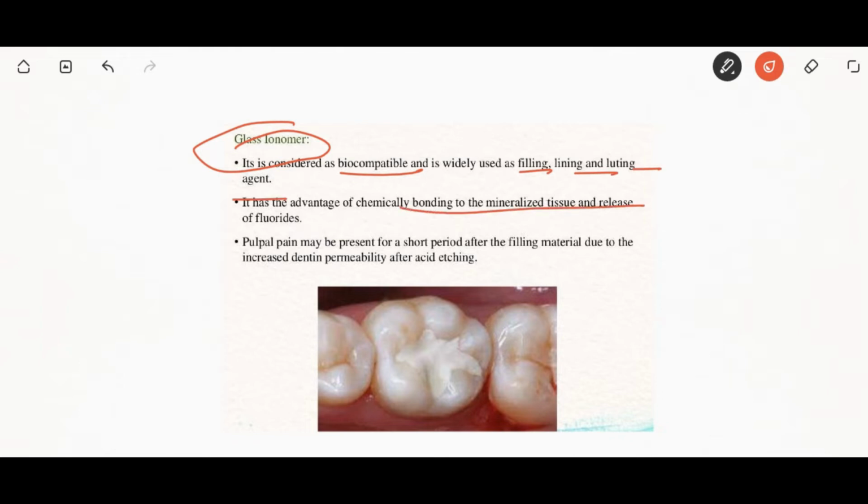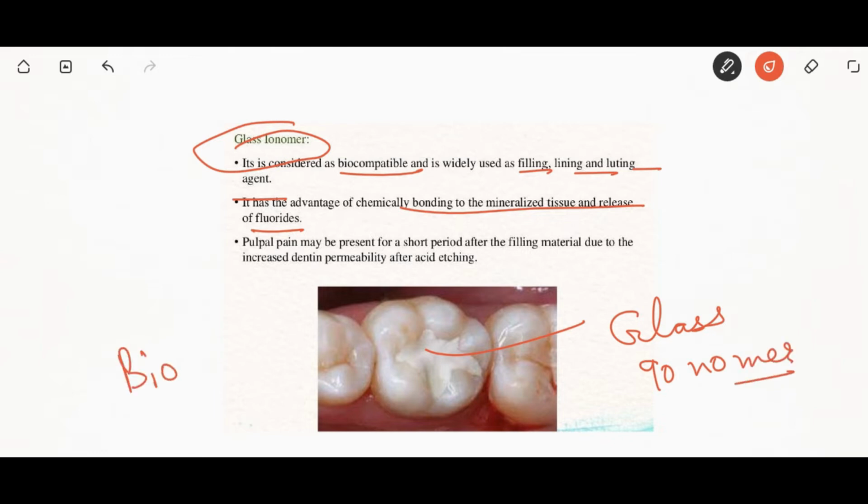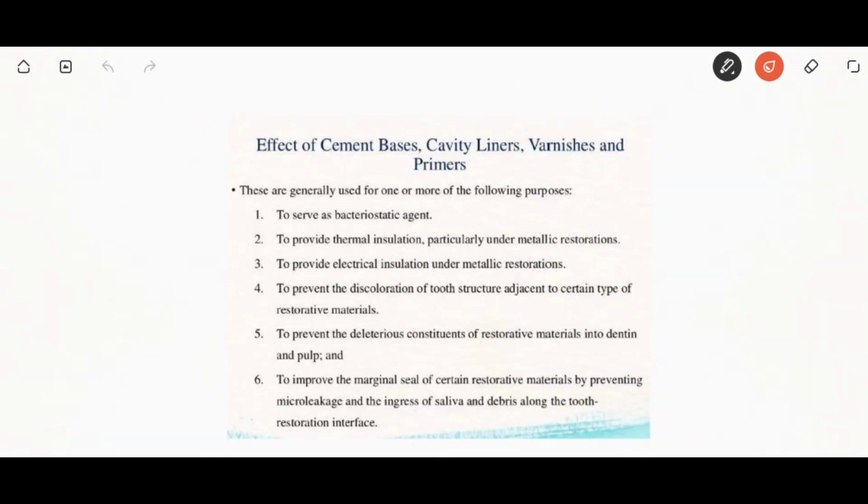The glass ionomer cement is most biocompatible and is widely used for filling and lining materials. It is also used as a luting cement. The biocompatibility of glass ionomer cement is due to the weak nature of polyacrylic acid. You can see pulpal pain that may be seen for a short period after the filling of the cervical cavities. This is due to the increased dentine permeability after the acid etching. We can use cement bases, cavity liners, varnishes and primers.